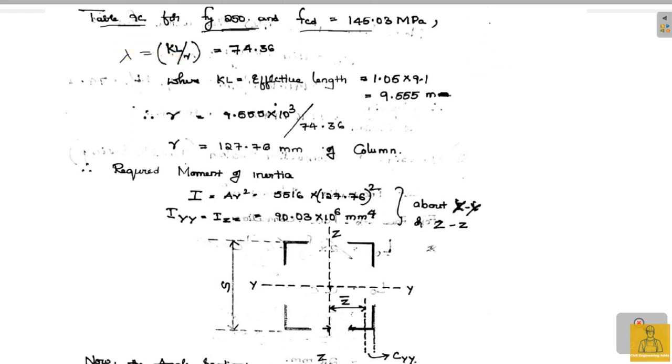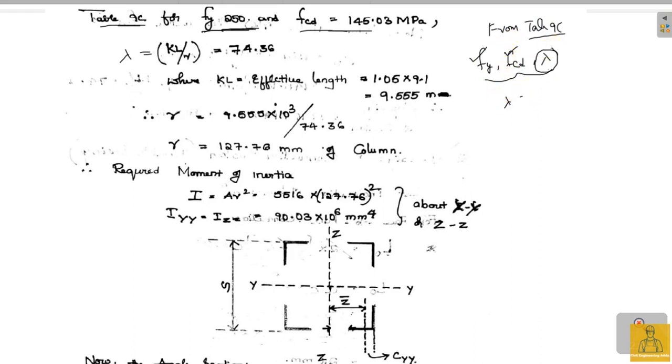From table 9C, you can get Fy, FCD, and lambda. These are the 3 properties that you see in table 9C. So if you know any 2 properties, you can find out the other one. So in this case, I know what is Fy of the steel and what is the FCD of the built-up column. So I can find out what is the lambda.